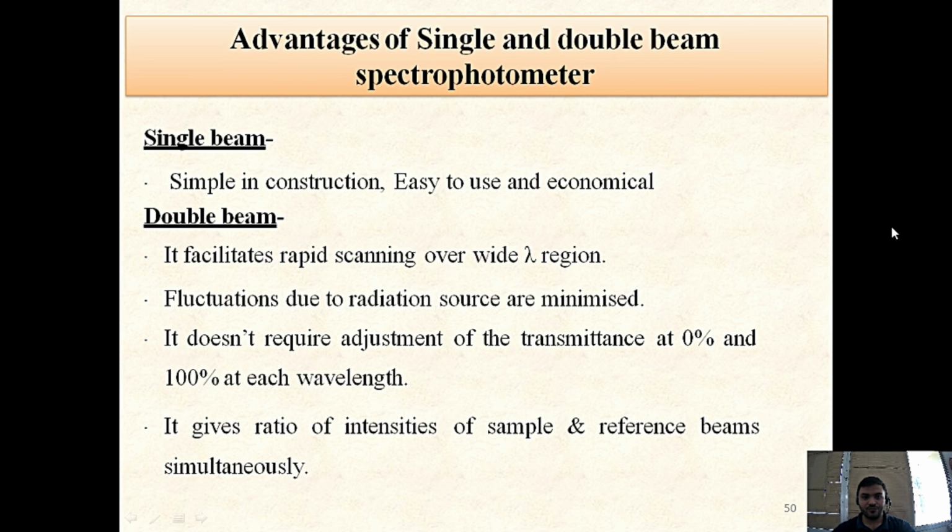Advantages of single and double beam spectrophotometers. Single beam: simple in construction, easy to use and economical. Double beam: it facilitates rapid scanning over a wide lambda region. Fluctuation due to the radiation source is minimized. It doesn't require adjustment of transmittance to 0% and 100% at each wavelength. It gives the ratio of intensity of the sample and reference beams simultaneously.